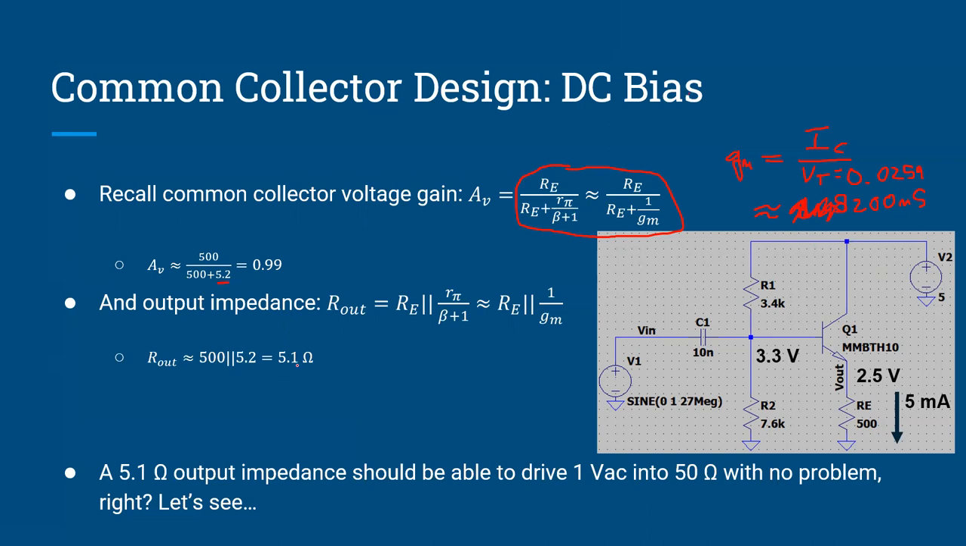So you might think 5.1 ohms driving a 50 ohm load, that's not too bad, right? Because you have your voltage division between the 5.1 and 50, and you get 50 over 5.1 plus 50, and that's around 0.9, which is close enough to one to not cause a problem, right? Well, let's see what the problem is, because clearly there is one.